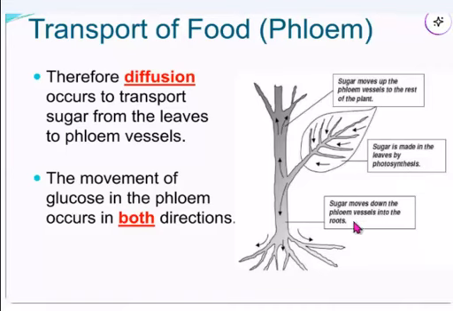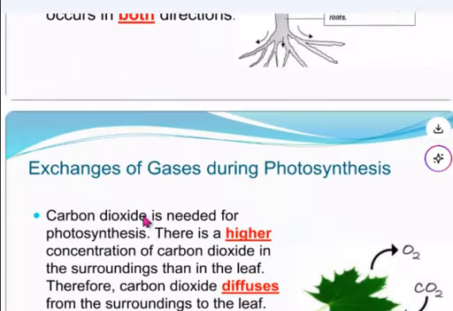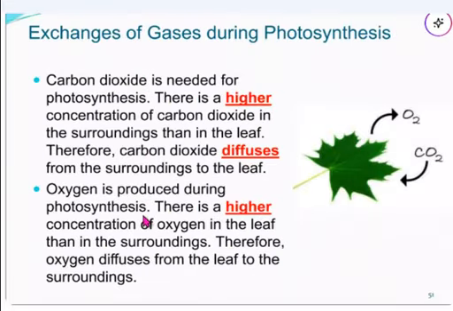Sugar moves down the phloem vessel into the what? The root. So that is, it happens in both directions. You can see now, as it is being produced, it can be taken up and it can be taken down to the root part. Exchange of gases during photosynthesis.